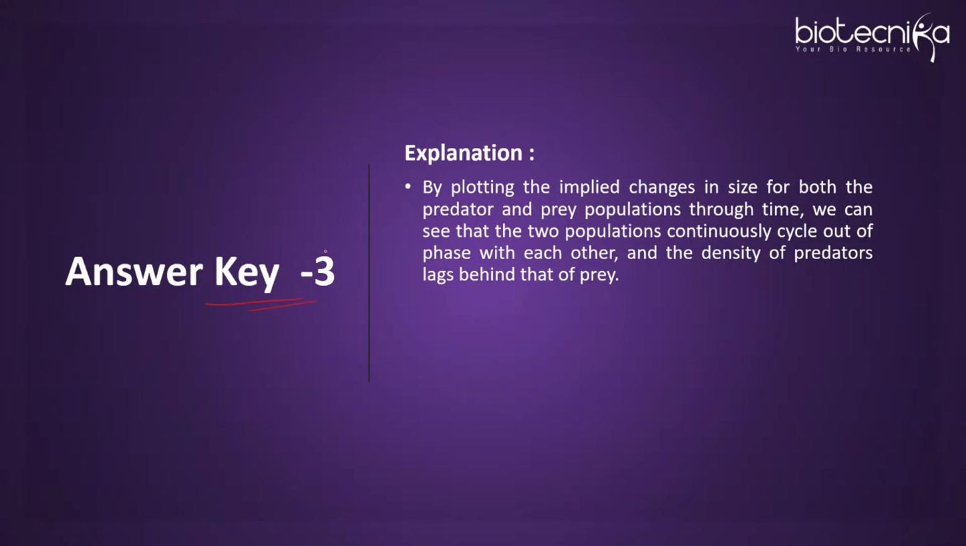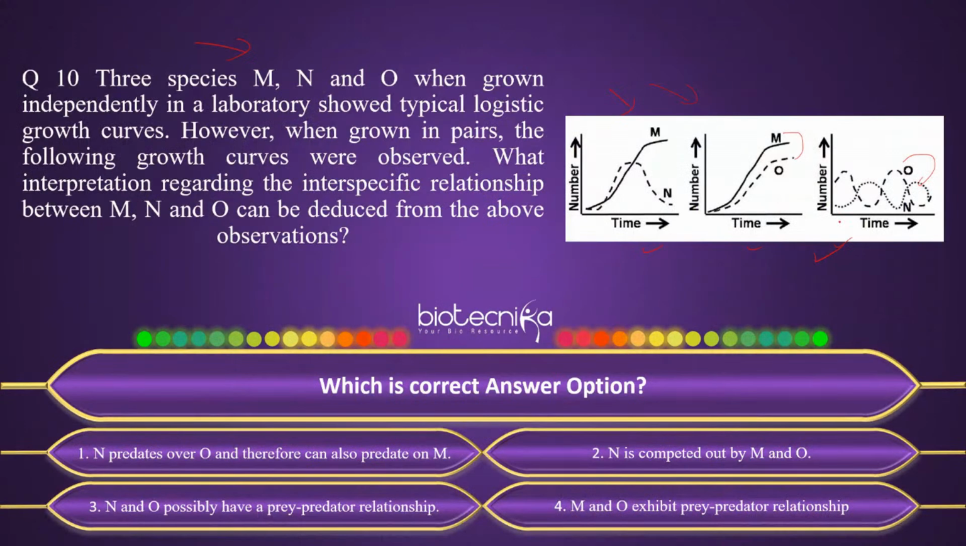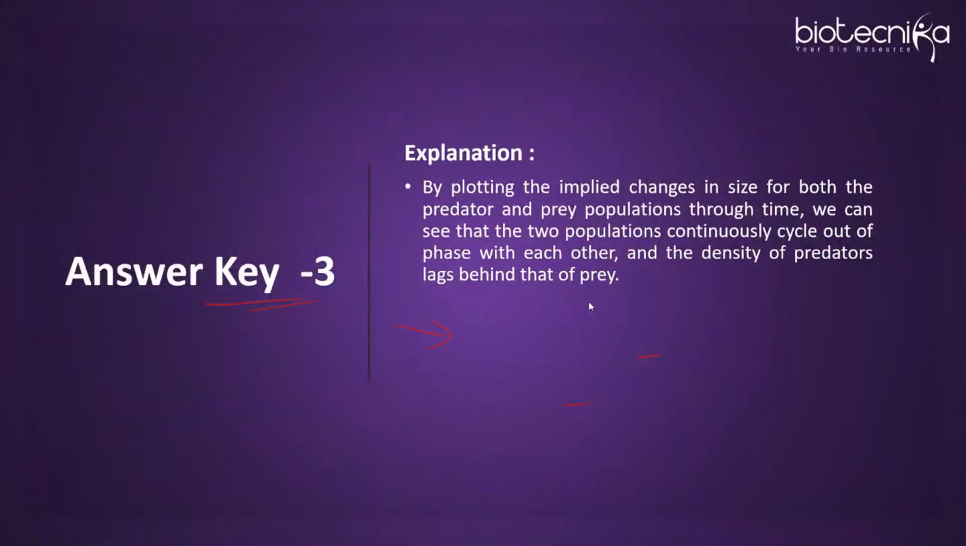Very nice. And see, this represents the oscillation, right? Oscillation pattern between prey and predator. So that is correct. N and O, that is very obvious from the graph, since they are showing an oscillation growth pattern, right? So they possibly have a prey predator relationship. Okay, this is important. Okay, no issues, Sahiba. I hope you are following the explanation.